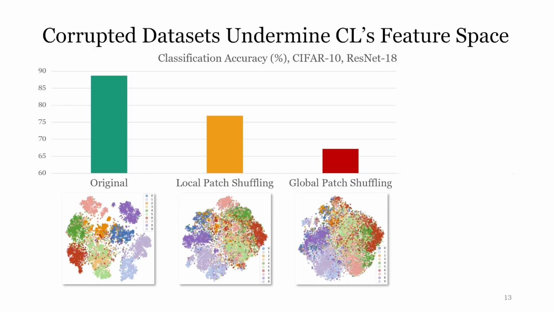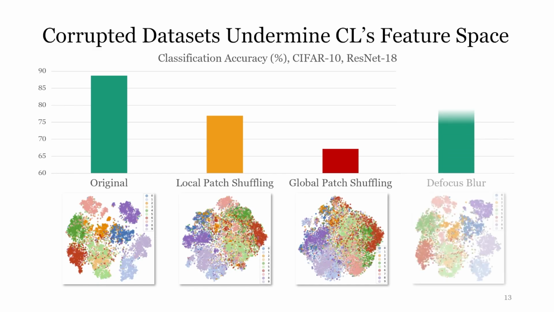We also observed that global shuffling has a less separable feature space than local shuffling, consistent with the relationship between their accuracies. On the contrary, datasets with corruptions like defocus blur maintain all the spatial inductive biases, so its accuracy and feature space are very similar to the model trained on the original dataset, showing that spatial inductive bias is the key information exploited by CL.